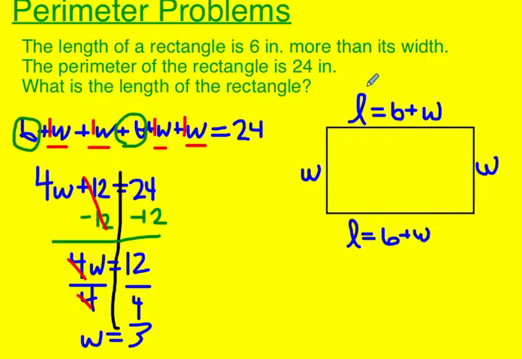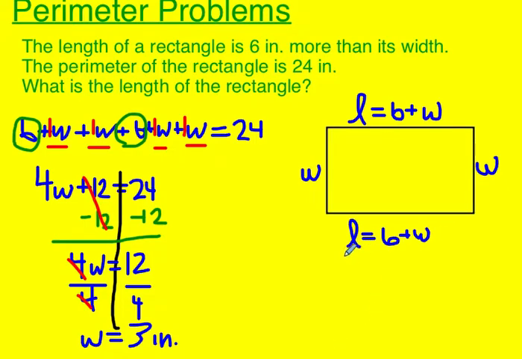Now, since this is a story problem, I need to make sure that I'm using the correct label. So everything here is being labeled in inches. So the width would be 3 inches. Now this also specifically asks me to find the length. It doesn't actually ask me for the W, but to find the length, I had to know the width.